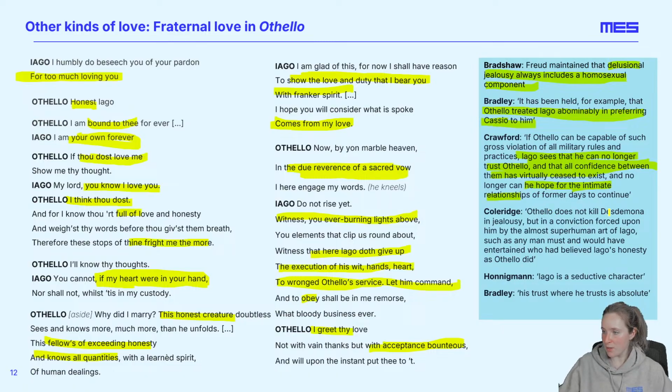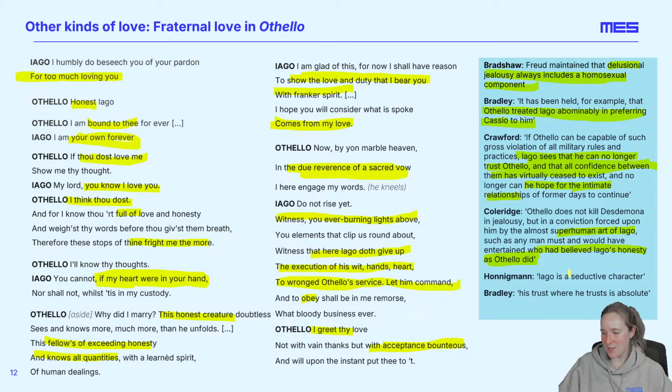Coleridge says Othello does not kill Desdemona in jealousy, but in a conviction forced upon him by the almost superhuman art of Iago, such as any man must and would have entertained that who had believed Iago's honesty as Othello did. So essentially, Coleridge says that Othello isn't jealous. He is convinced by Iago, and because Othello loves and trusts Iago, he gives into it. And why wouldn't he?